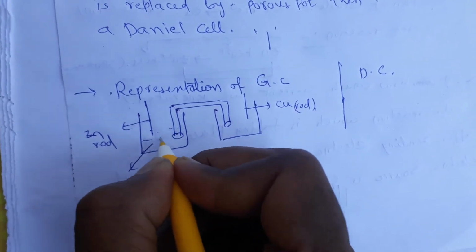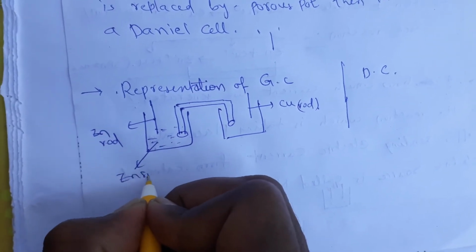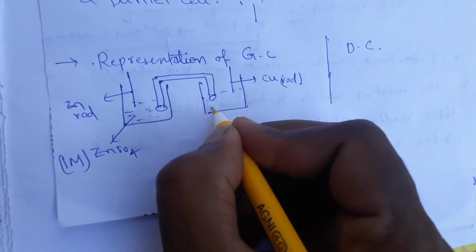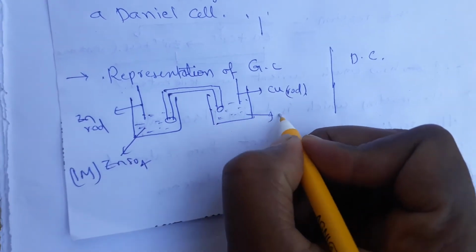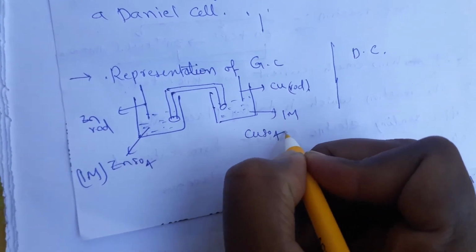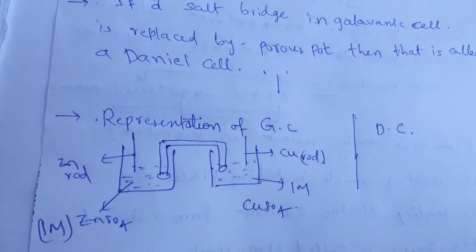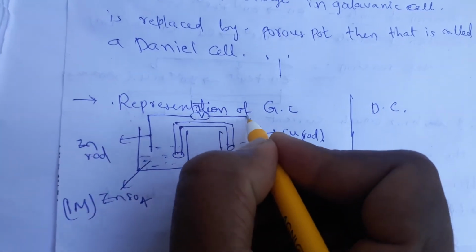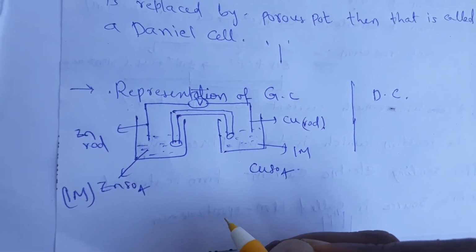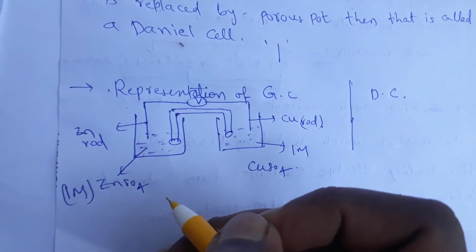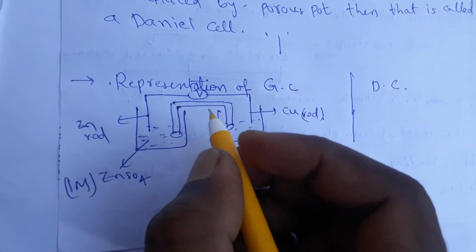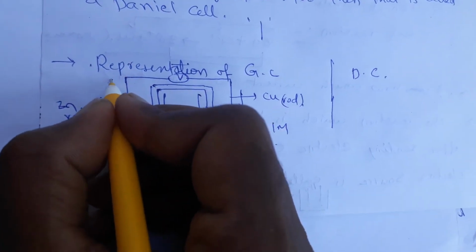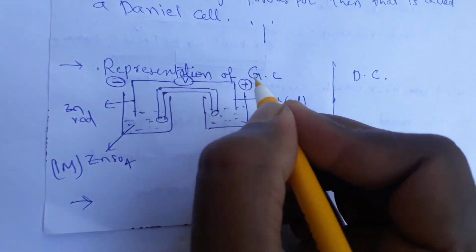And in this I took the zinc sulfate solution. How much did I take? I took 1 molar zinc sulfate solution. And here, 1 molar copper sulfate solution. With this I connected these two rods with a voltmeter. Why a voltmeter? A spontaneous electrochemical reaction is occurring, and it produces some current. So this side is the negative sign and this side is the positive side.